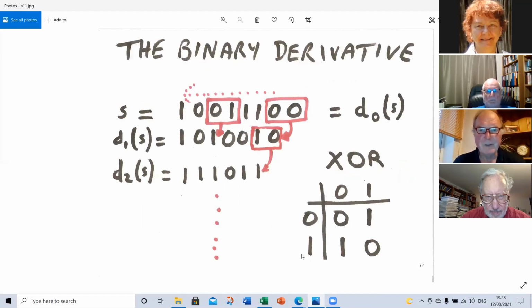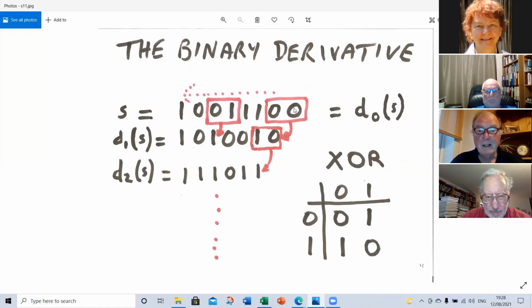So here's our number S, which is in this case 1001100. To compute the binary derivative, starting from the right, we take the adjacent pair of digits and apply the exclusive OR rule. If the two digits are the same, which they are in this case, we record a 0. If the two digits are different, as they are in this case, we record a 1.